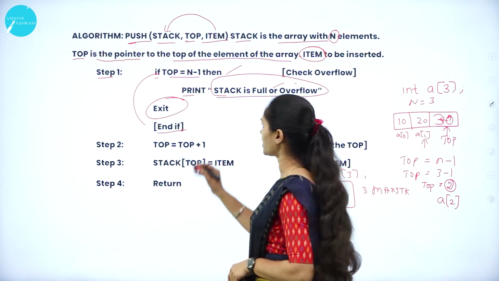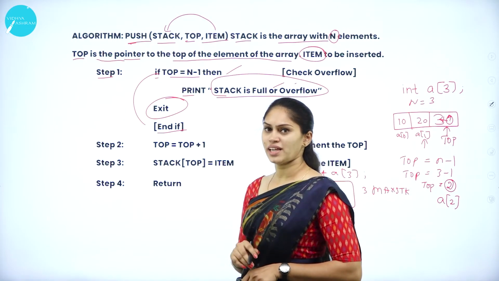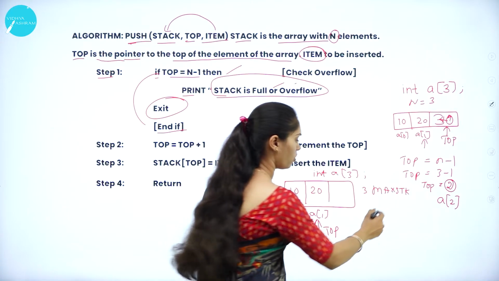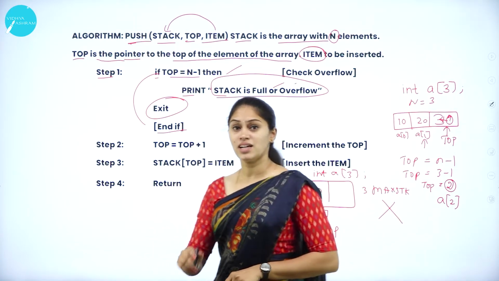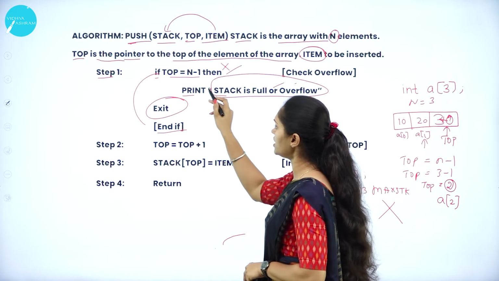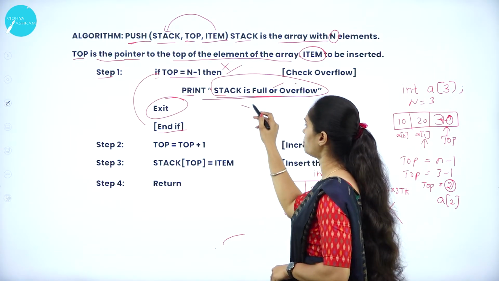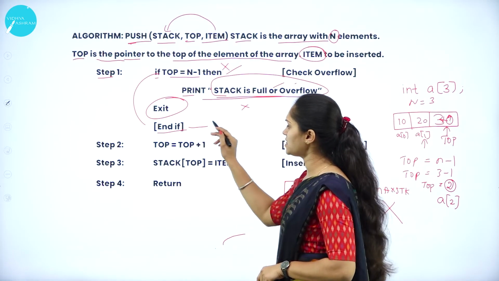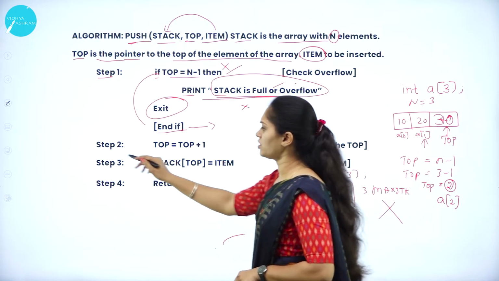Now I am going to check: is my top equal to n minus 1? Is top indicating a of 2? No, right? So that means the if condition becomes false. If this condition becomes false, then I am not going to print stack is full or overflow. I just come out of this if statement and move to step 2.